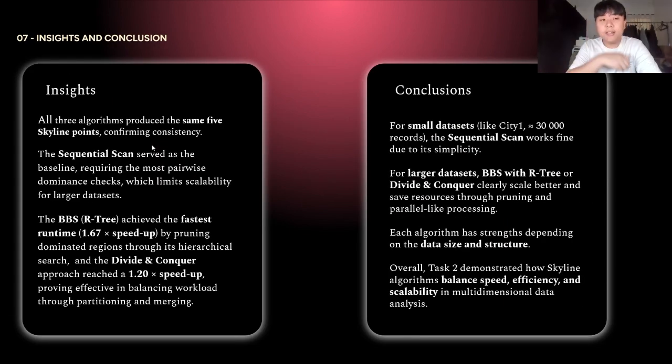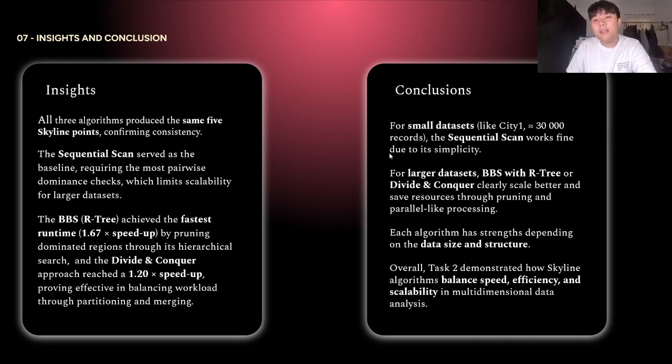Then in conclusion, all three algorithms found the same 5 skyline points, confirming consistency, and the sequential scan served as a baseline. Because it requires the most pairwise dominance checks, it can limit scalability for the dataset. And BBS achieved the fastest runtime, 1.67 times faster than the baseline, because of its pruning of the dominated region through its hierarchical search, and the divide and conquer approach had a 1.20 times speedup over the baseline, so it's also still effective.